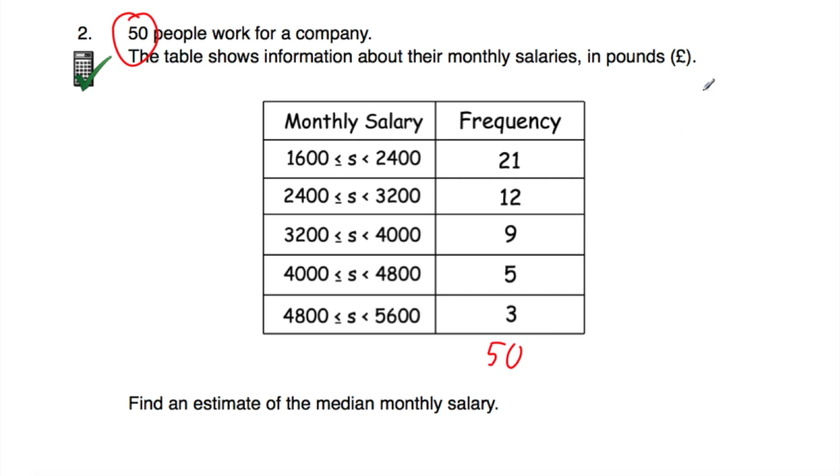So we're going to use n over 2 to find the position of the median. We're going to do 50 divided by 2, which is equal to 25. So we're looking for the 25th value, and we're going to find out what that value is, and that will be our estimate for the median.